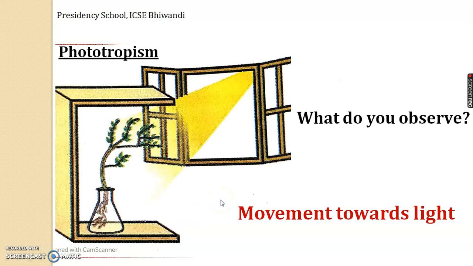Let's understand the first, that is phototropism. If you look at this picture very carefully, you will see this is a potted plant and this is a source of light, and this potted plant is kept near the window. Now this source of light is acting as a stimulus. What in turn will this do? This will bend. Why will it bend? Because it is getting the source of light. So what do you observe? You are observing a movement towards light.